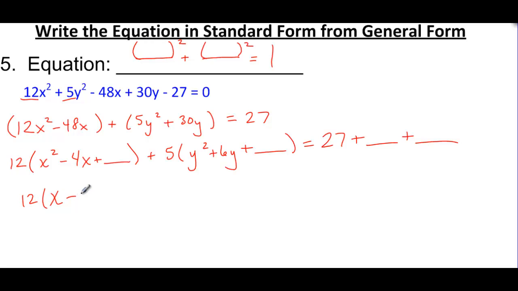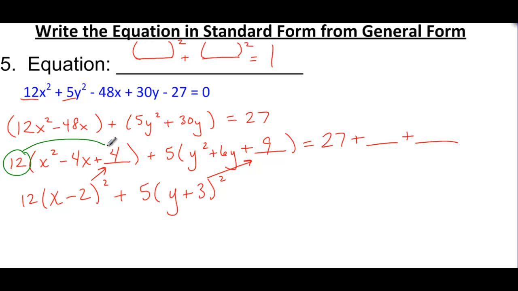X, half of negative 4 is negative 2. When I square negative 2, I get 4, plus 5. Y, half of 6 is 3. If I square 3, I get 9. Now this is the part you have to be careful with. This number in the front affects that 4. This 5 affects the 9.